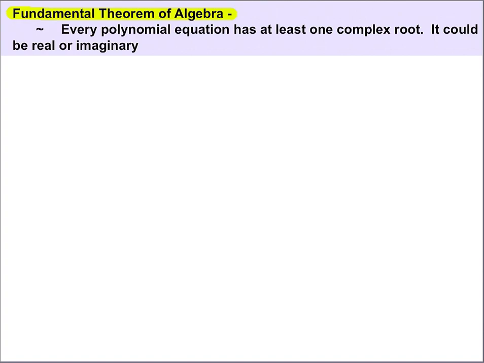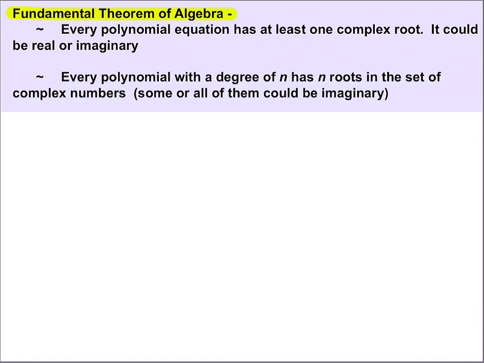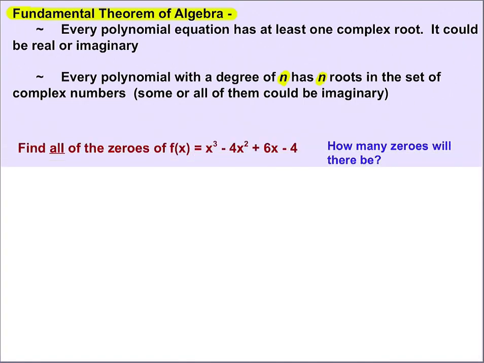And an extension of this, and this is the part that's important to us, is that every polynomial with a degree of n has n roots. Again, some of them could be real, some of them could be imaginary. But what that means is a fifth degree polynomial, so x to the fifth, has to have 5 roots. A 17th degree polynomial, x to the 17th, has to have 17 roots. So you always know exactly how many answers you need to find just by looking at the polynomial. That's a big deal. So if you're given a cubic polynomial, you know you need to find 3 zeros. And so what we're going to talk about today is how to find those zeros.